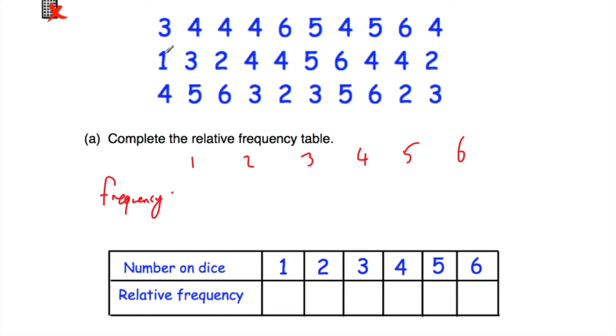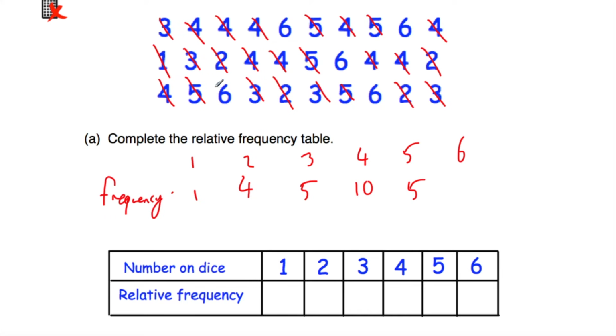So in terms of the frequency of a 1, we've got one of those, just 1. And then a 2, we've got 1, 2, 3, 4 2s. Any more? Nope. So 4 2s. 3s. 1, 2, 3, 4, 5 3s. 4s. 1, 2, 3, 4, 5, 6, 7, 8, 9, 10, 10 4s. 5s. 1, 2, 3, 4, 5 5s. And 6s. 1, 2, 3, 4, 5.